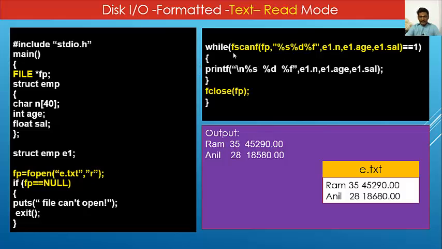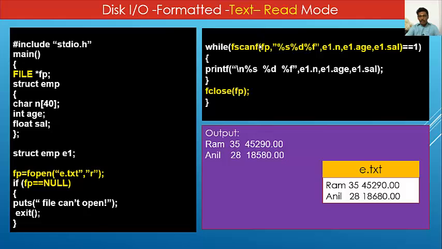Then it again reads a second record from fp. So what is the second record? Anil 28 18,680. So it reads the second record, then stores it into the appropriate variable e1.n. Already e1.n has the previous record value, but through fscanf it overwrites the existing record. It stores the new record's data, Anil 28 18,680. Then it prints Anil 28 18,680.